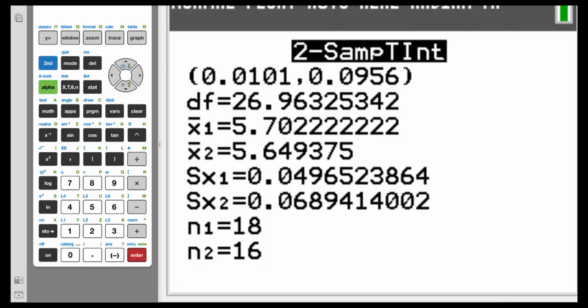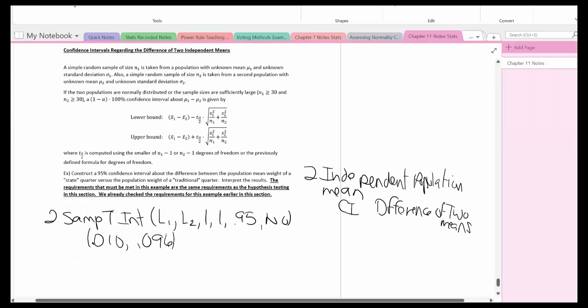All right, so let's put this on the paper now. On the paper, it should be 2-SampTInt, left parenthesis, L1, comma, L2, comma, 1, comma, 1, comma, whatever the confidence percentage is as a decimal, comma, no for the pooled part. And written below, I have the confidence interval rounded correctly to 3 decimal places.